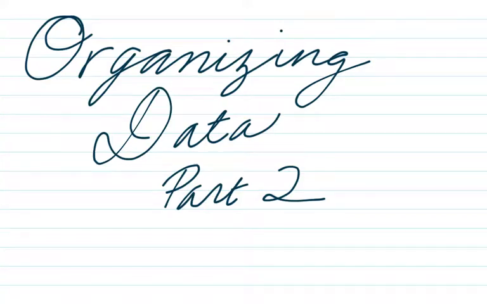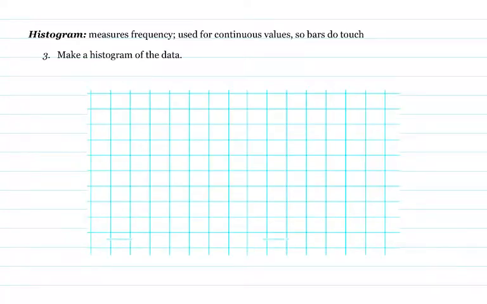In this second part of our organizing data video, we're going to look at histograms, bar graphs, and frequency polygons. First thing we want to do is make sure we know what a histogram is. A histogram measures frequency. It's used for continuous values, so the bars do touch.